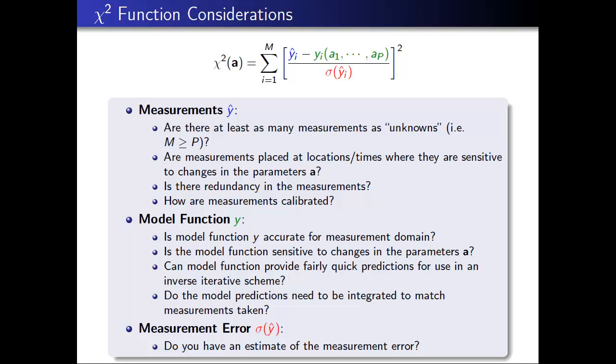Do the model functions need to be integrated to match the measurements taken? So, you have maybe a reflectance at a point, but you have some sort of camera and you have a pixel. Do you need to integrate the reflectance of the model based on that pixel? And do you have an estimate of the measurement error? And like I said before, if you do, it can provide a weighted chi-squared equation for you.